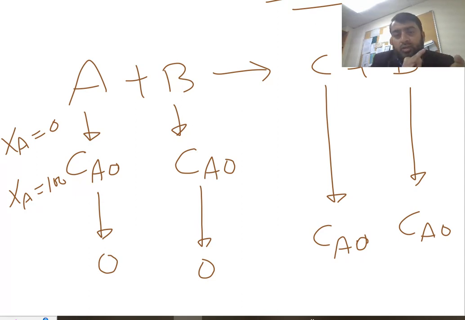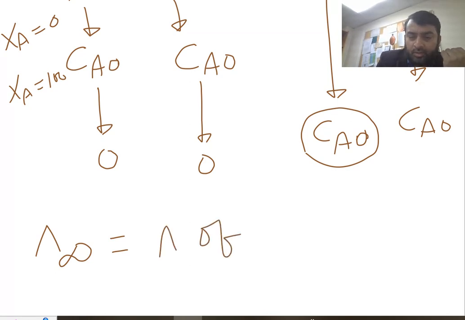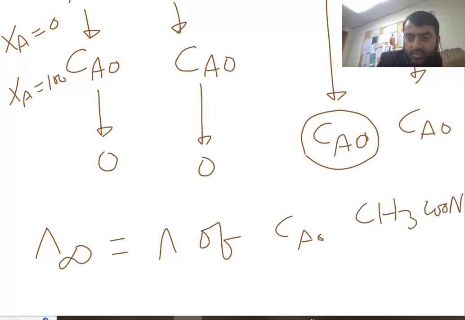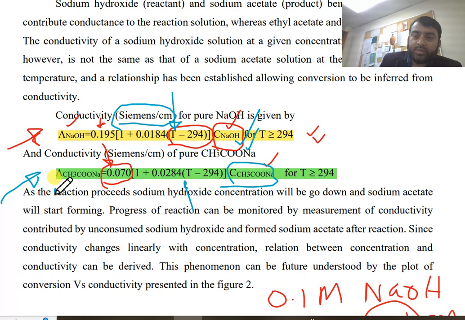So, at 100% conversion, you don't have any NaOH. In this scenario, you don't have ethyl acetate. You have sodium acetate and ethanol. Ethanol also doesn't have any conductivity. So, you will be left with sodium acetate only. In this case, lambda infinity is lambda of CA0 mole sodium acetate. Concentration is known, in mole per liter. Temperature must be known. You can get lambda of sodium acetate, which is lambda infinity in this scenario.